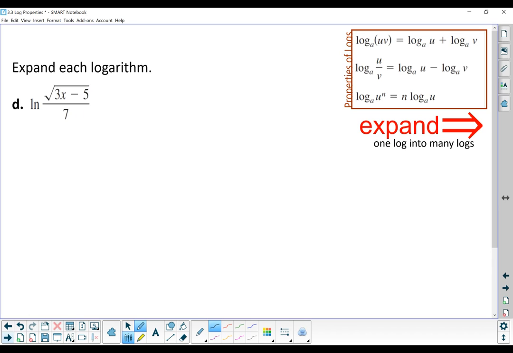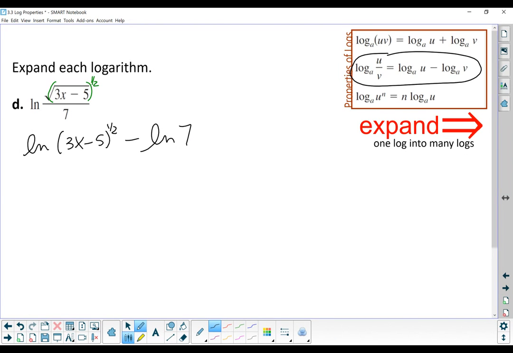Okay, one more to expand. It has a square root in it and it has a quotient. So we're going to think of that square root as a 1/2 power. And we're going to use the quotient rule first. So this is the natural log of 3x minus 5 to the 1/2 power, so the log of the top minus the log of the bottom. And now we can use our power rule. So that will be 1/2 times the natural log of 3x minus 5 minus the natural log of 7.